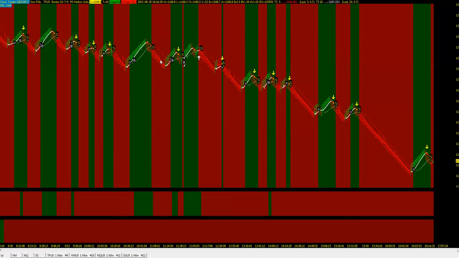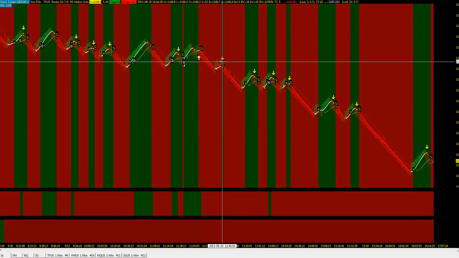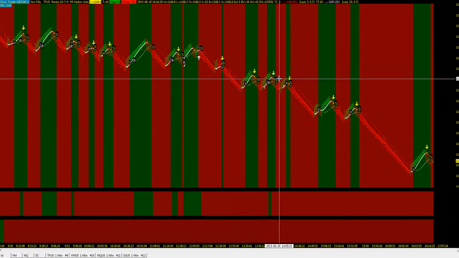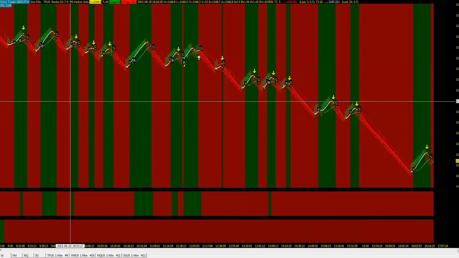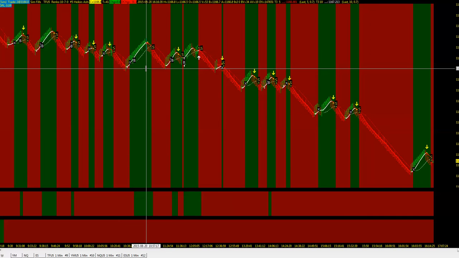1, 2, 3, 4, 5, 6, 7, 8, 9, 10, 11, 12, 13. 13 setups all to the downside in today's action. Now, it doesn't mean that all the sell signals with the crossover were a definite entry. I would have taken it. I had other market internals I was watching.